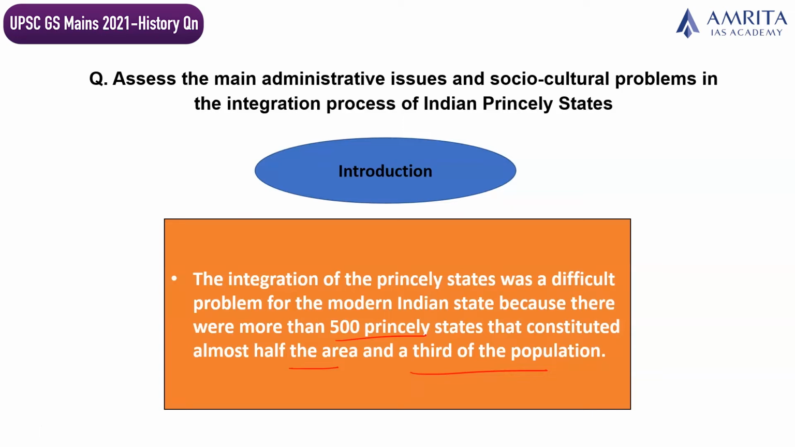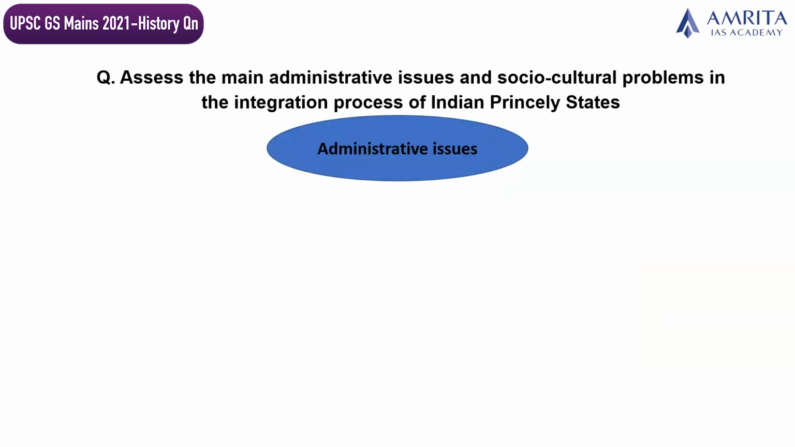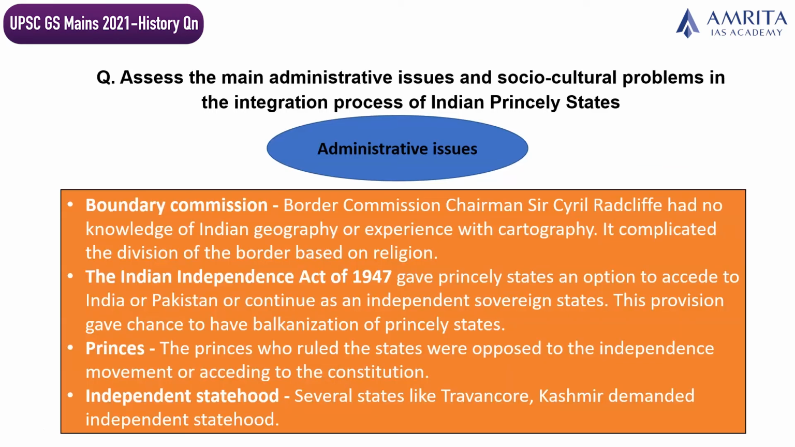Apart from this, students, we directly move towards our body and start with the administrative issues that were faced by the politicians while incorporating these princely states in the Indian Dominion. Now, as a part of the administrative issues, these are some issues that are highlighted for you. I have created an elaborate answer for you, but you can take out those points which you can remember. Even if you remember four or five points regarding the administration, and four or five points regarding the socio-cultural problems, that will be enough to write your answer.